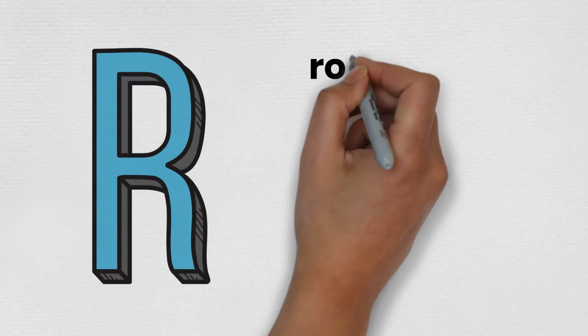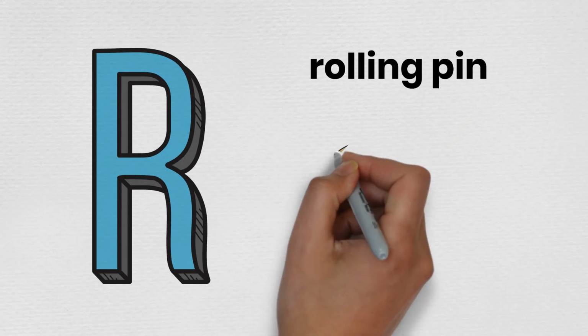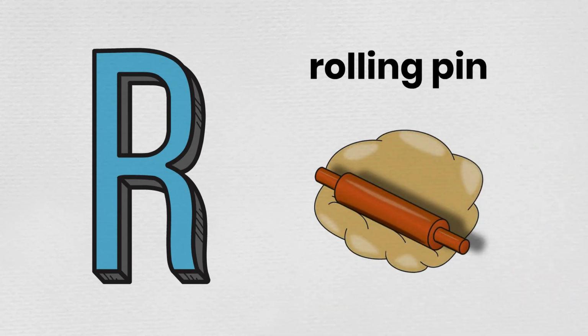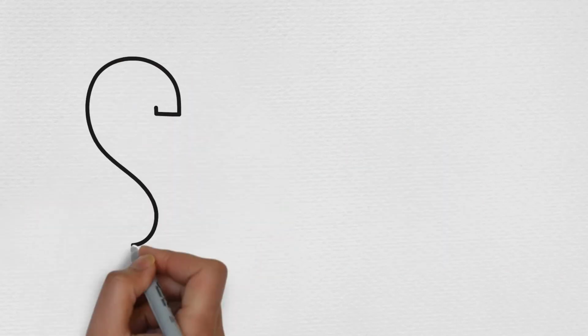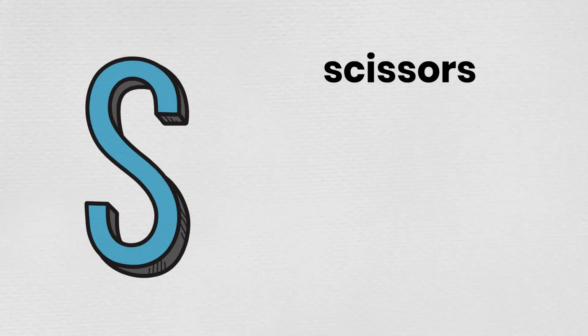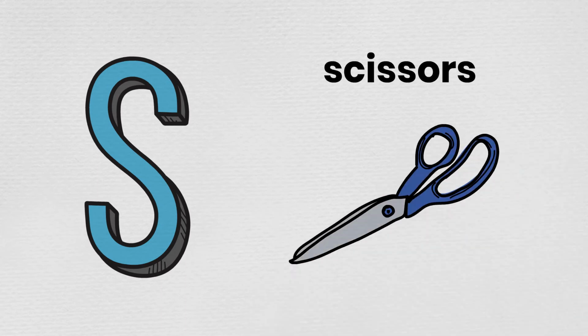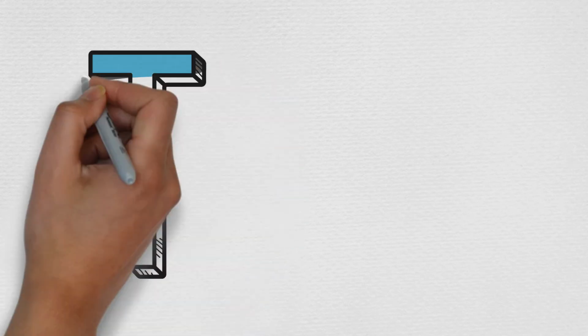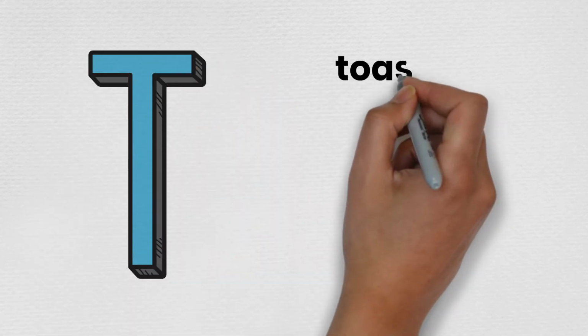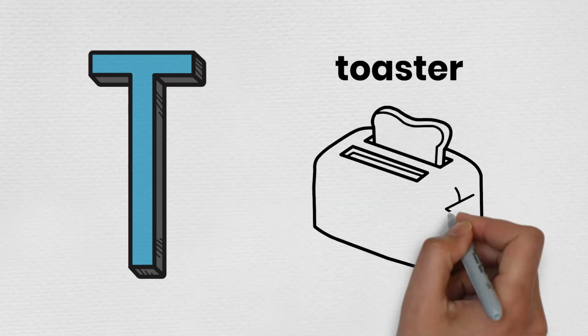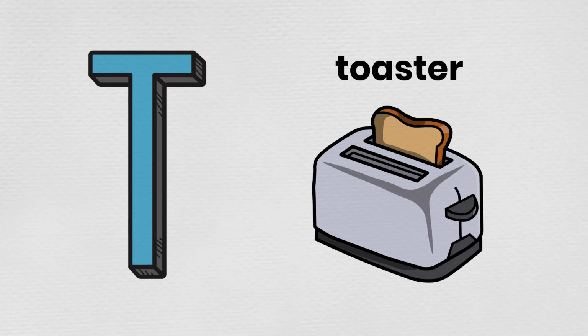R is for rolling pin. S is for scissors. T is for toaster. U is for utensils.